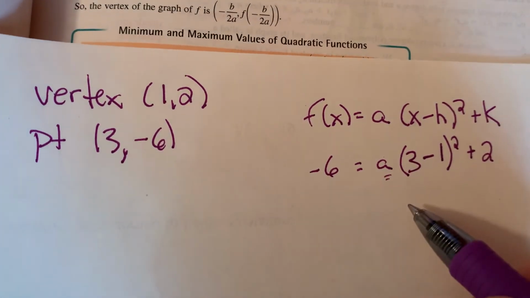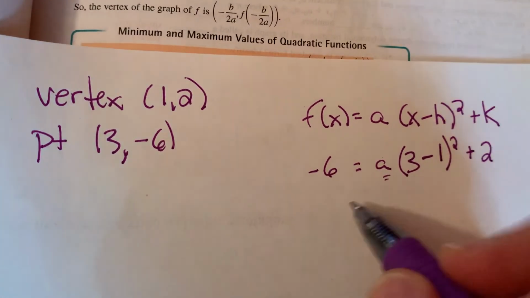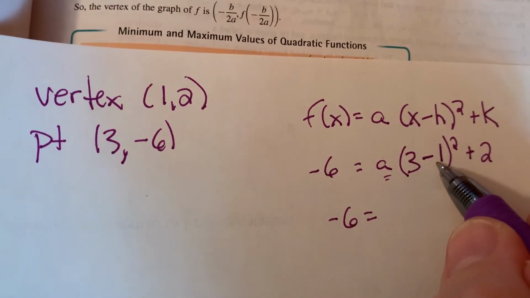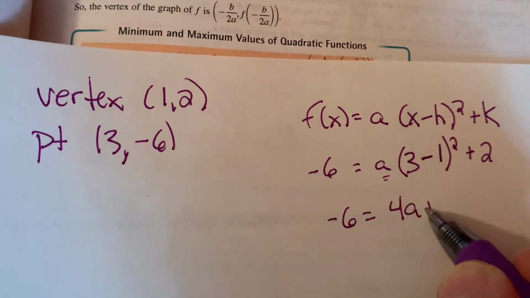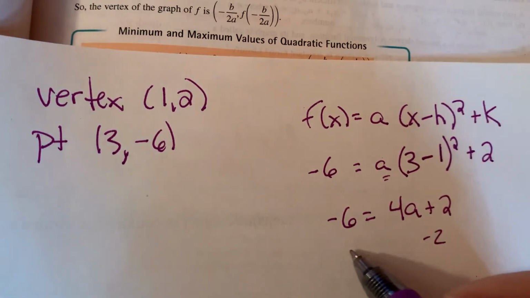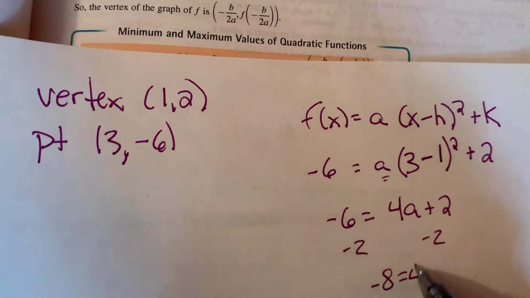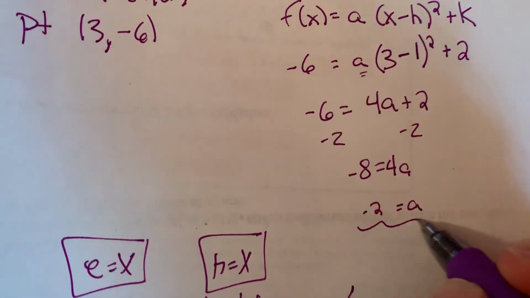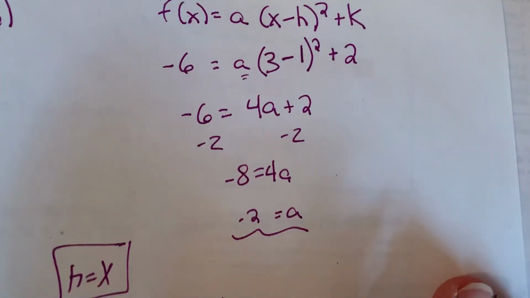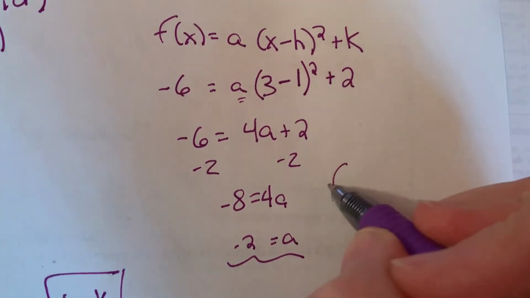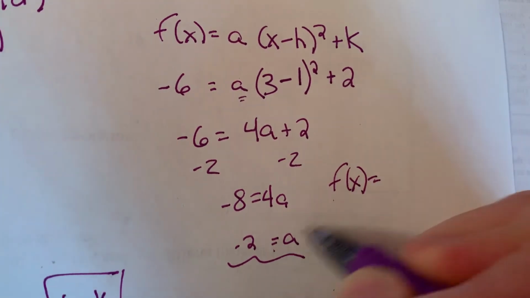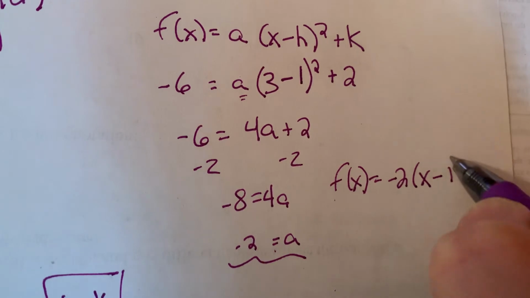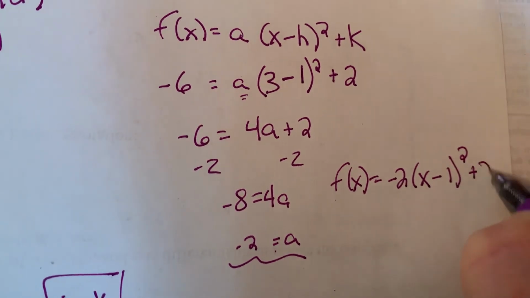Now I have an equation with one unknown, so I need to simplify this equation. 3 minus 1 is 2, 2 squared is 4. Subtract 2 from both sides. -8 equals 4a. A equals -2. Now go back and write your equation. So f of x equals, a is -2. X minus h is 1, squared plus k.